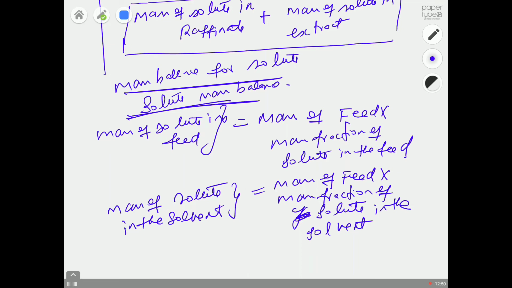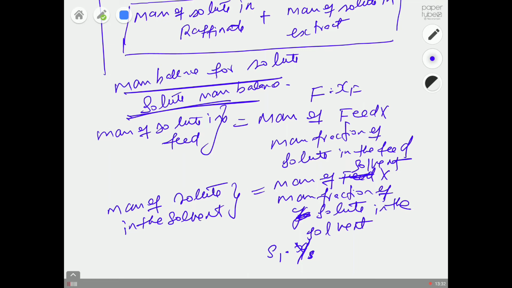I hope you can understand that. So mass of feed we know is F, and mass fraction of solute in the feed is XF. It's the same rule: mass of solute in the solvent is mass of solvent multiplied by mass fraction of solute in the solvent. We know mass of solvent is S1, and mass fraction of solute in the solvent is YS. Never get confused with these notations. Please keep these notations in mind.